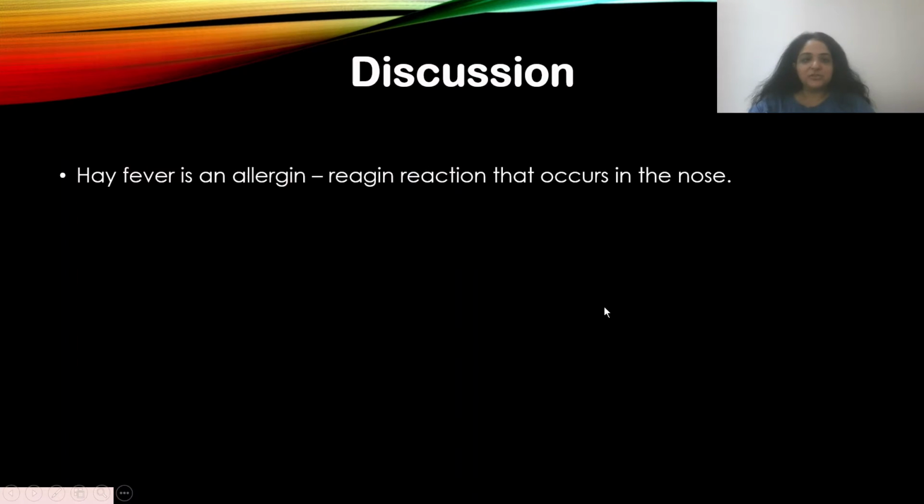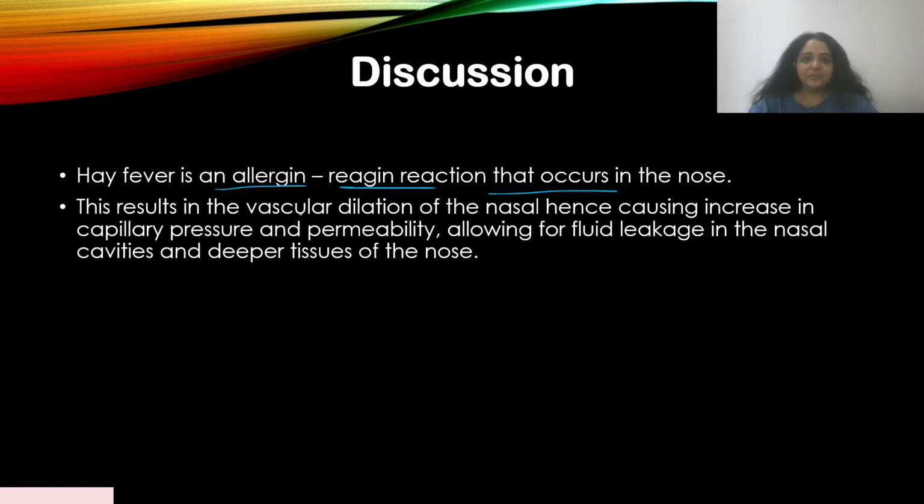Let's go to the discussion. So hay fever is an allergen reagent reaction that occurs in the nose. Okay. That's between IgE and the allergen. Now when this reaction happens in the nose, what happens after that? Okay, so there's vascular dilation of the nasal area. So the blood vessels begin to dilate in that area. Okay, and what happens because of that? It causes increase in capillary pressure and permeability. So the pressure in the capillary increases and it also becomes permeable.